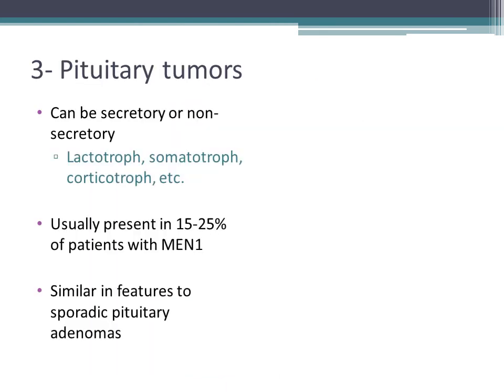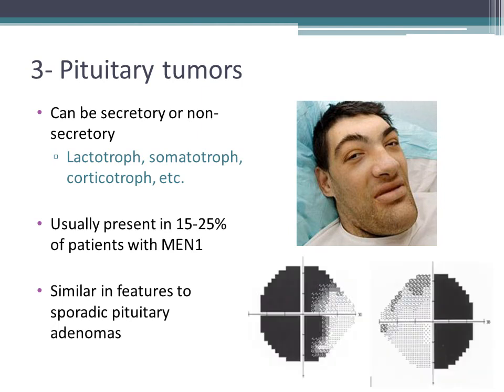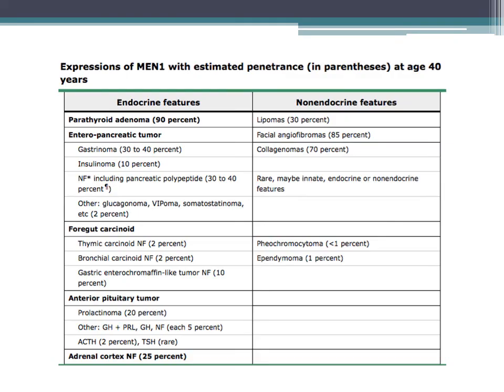The third component of MEN1 are pituitary tumors. We're not going to delve into too many details, but they can be secretory or non-secretory. They're usually present at 15 to 25%, and they have similar features to those that are sporadic pituitary adenomas. So this is an example of a patient with MEN1, and what do you think? Acromegaly. And here, what do we see? We see bitemporal hemianopia because it's a macroadenoma most likely. So expression of MEN1 with the estimated penetrance, this is just a repetition really.